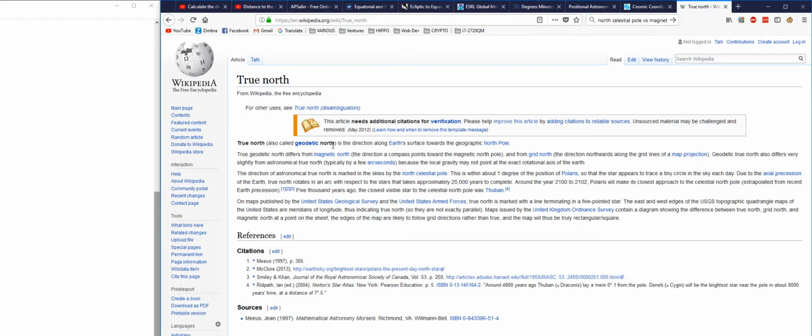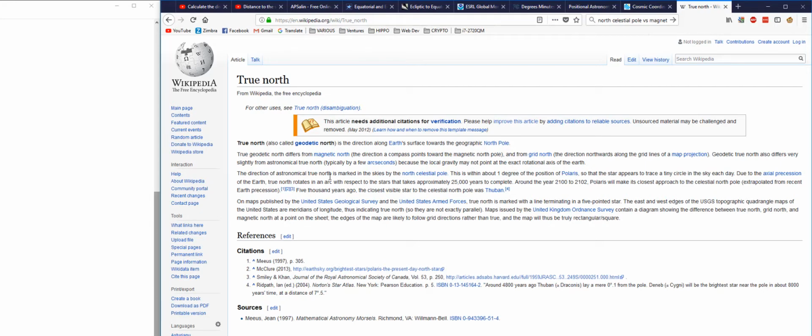called geodetic north, is the direction along Earth's surface towards the geographic North Pole. Now, what is this? True geodetic north differs from magnetic north and from grid north. Geodetic true north also differs very slightly from astronomical true north by a few arc seconds, because the local gravity may not point at the exact rotational axis of the Earth.